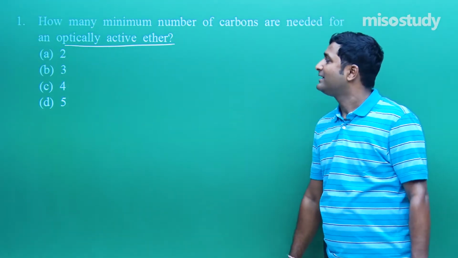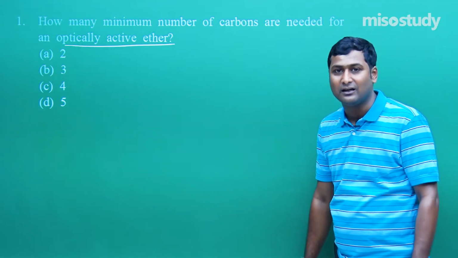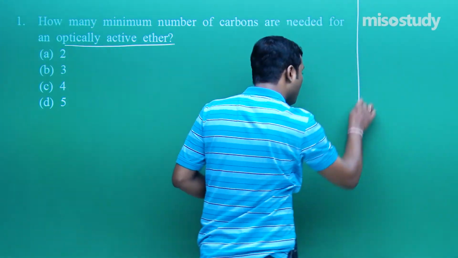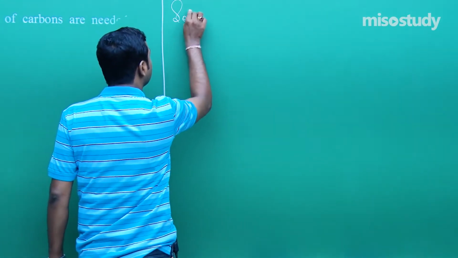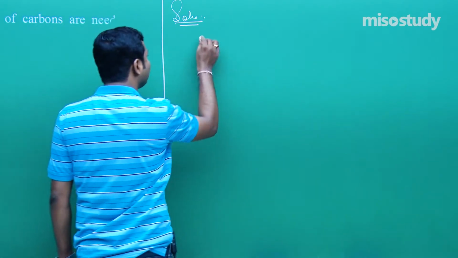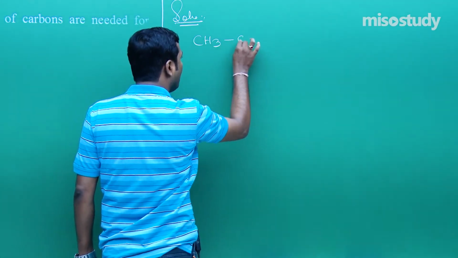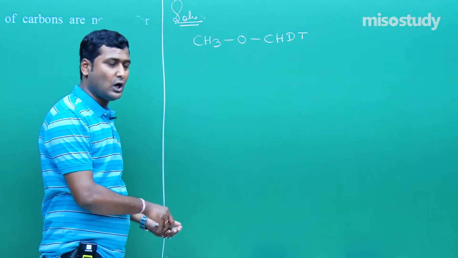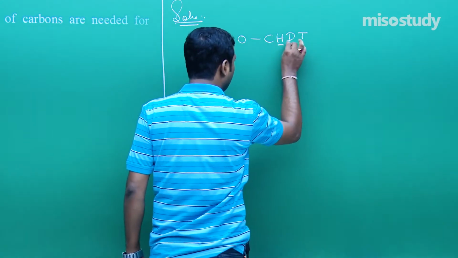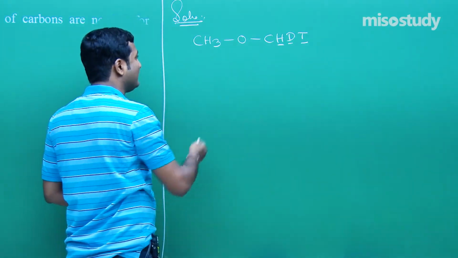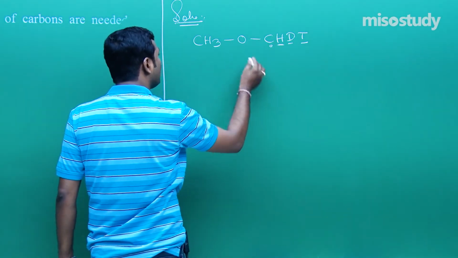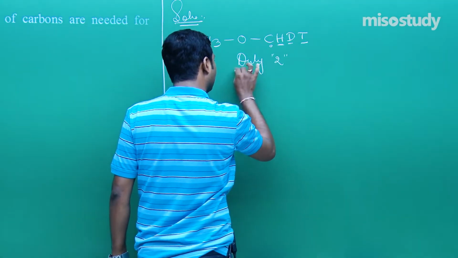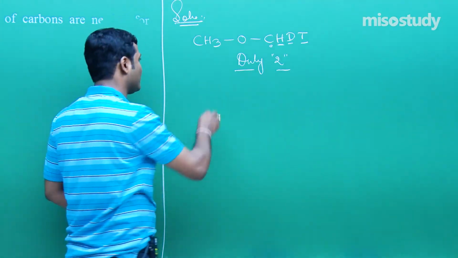Clear to you? It is given here optically active ether. This question is slightly confusing because if we go for a detailed solution, then what will happen? Check it out. If I write CH3OCHDT, if I consider the isotopes of hydrogen, that is protium, deuterium and tritium, then in this case this carbon is optically active, so only 2 carbons required. But this is the extreme situation.